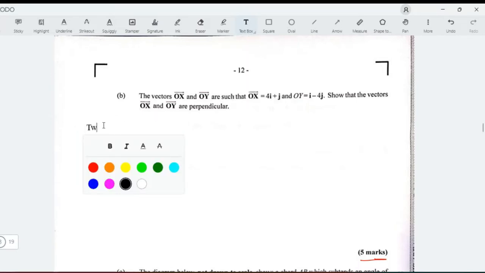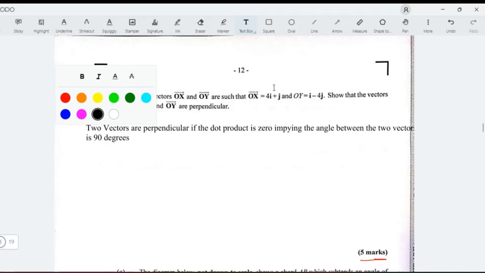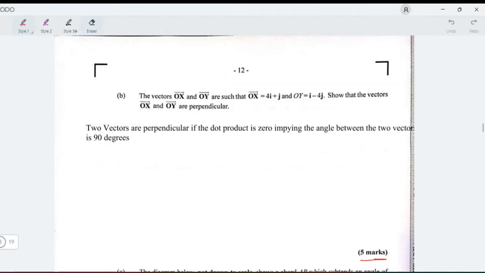So, here it is. It's a little better. Two vectors are perpendicular if the dot product is zero, implying the angle between the two vectors is 90 degrees. That's what we need to show, that these two vectors are perpendicular if their dot product is zero.